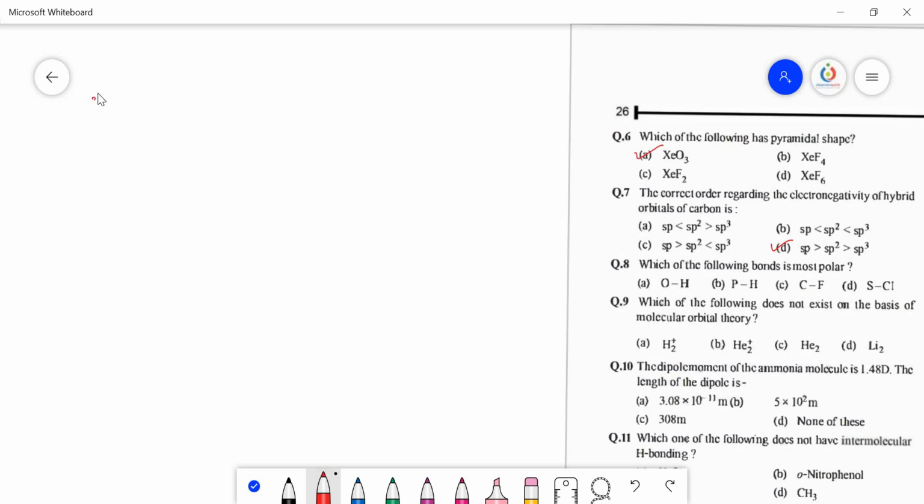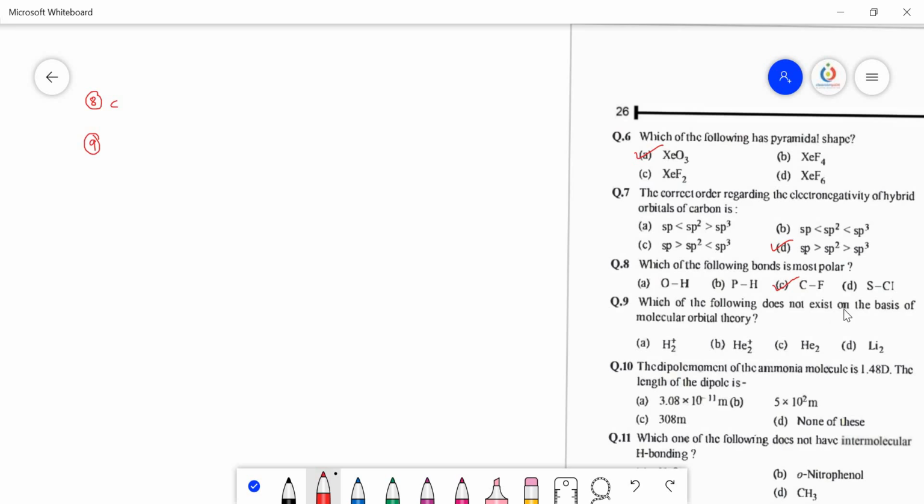Let's solve question number 8. Which of the following bonds is most polar? Directly I am saying the answer: option C. This question has been discussed in part A of the chemical bond DPP series, earlier to this video. Just follow that and you will get the answer. Everything was discussed there.